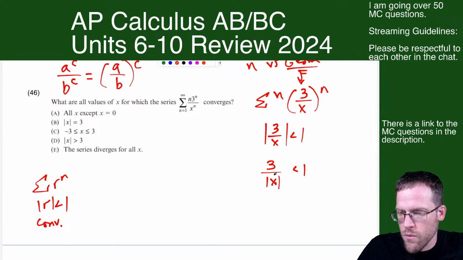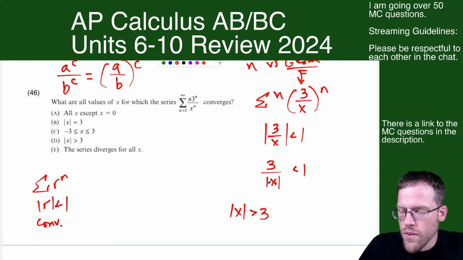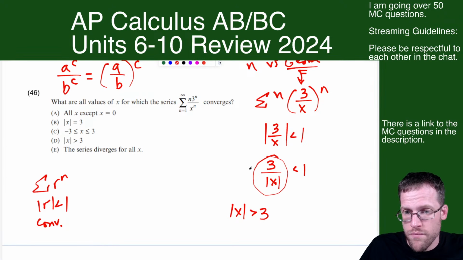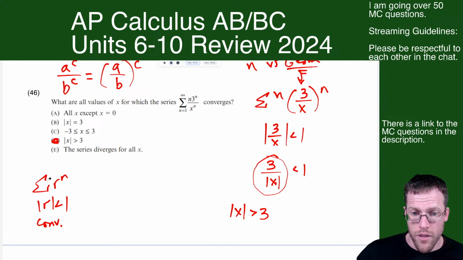Now just think about it. When is this true? As long as absolute value x is greater than 3, then this is going to be a fraction less than 1. And then boom, you're done. So you just think about it, and you could get through this pretty nicely. Otherwise, if you didn't like that, then do the ratio test.